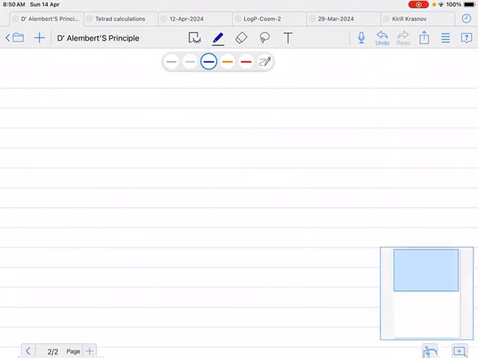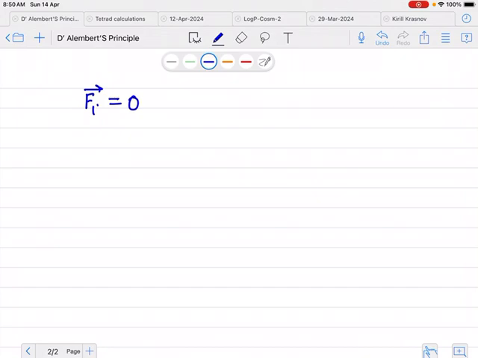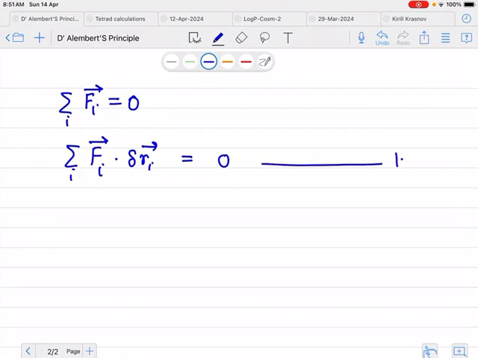So suppose the system is in equilibrium. Equilibrium means the total external force should vanish, or be zero. So then the dot product of force and the virtual displacement, which is the virtual work, should be zero. If the total force is zero, then the virtual work will also be zero. It is equation 1.40.